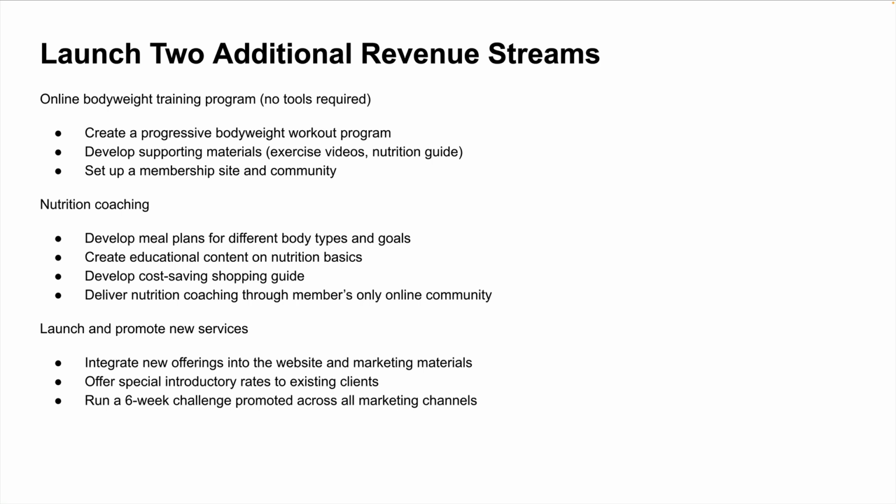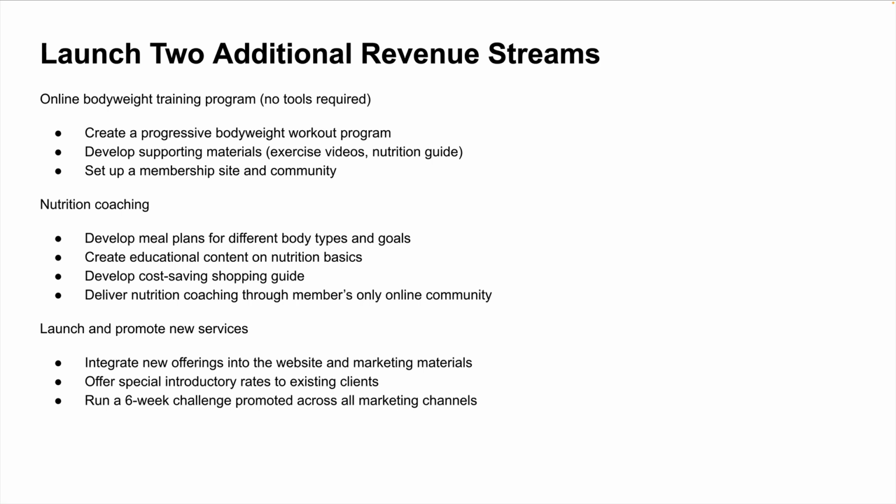And then the third thing is those additional revenue streams, and I'm going to mention what they are. So I think we should create 2 different online programs for you. One would be a body weight training program, no tools required. So it's just calisthenics. You can do it on vacation. You can do it while you're traveling. If you're really busy, like say most of the time you can come in person, but when you're traveling, you can do this online program.